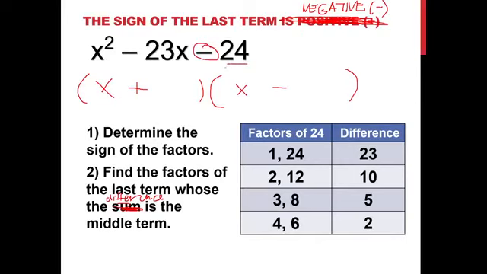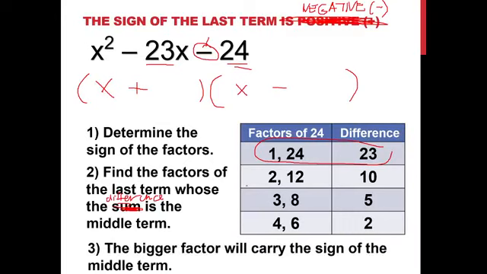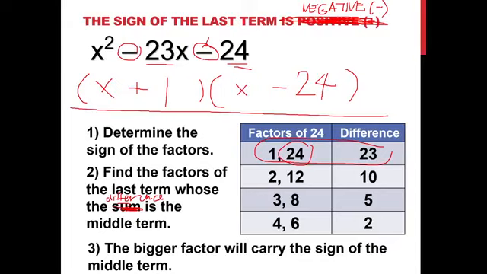So what are factors of 24 when subtracted? It's 23. Sir, it's 24 and 1. And take note of the rule. The bigger factor will carry the sign of the middle term. The bigger factor is 24. The middle term is negative. So negative 24, positive 1. And there you have it. Those are your factors. Let's go to more examples.